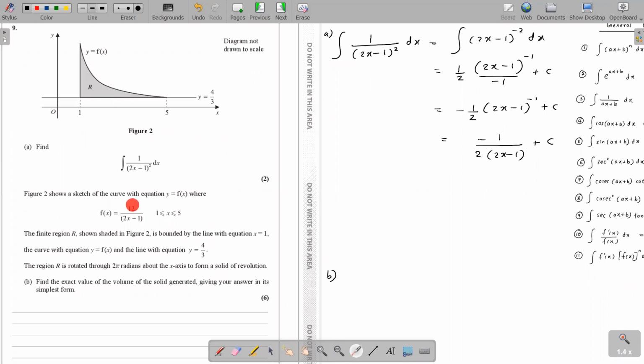Figure 2 shows a sketch of the curve with equation y equals f(x), where f(x) is 12 over (2x minus 1), and x is greater than or equal to 1, less than or equal to 5. Basically, they've sketched the f(x) curve between 1 and 5. Are you with me? And they say the finite region R shown shaded in figure 2 is bounded by the line with equation x equals 1 and the line with equation y equals 4 over 3. The region R is rotated through 2 pi radians above the x-axis to form a solid of revolution.